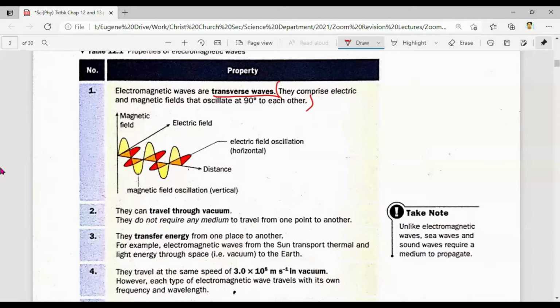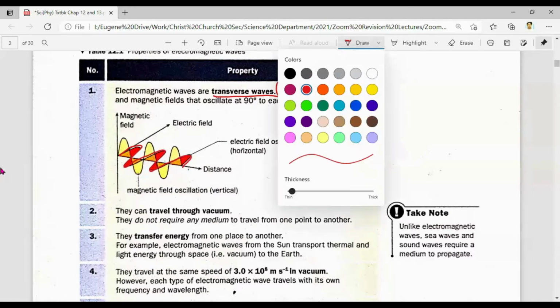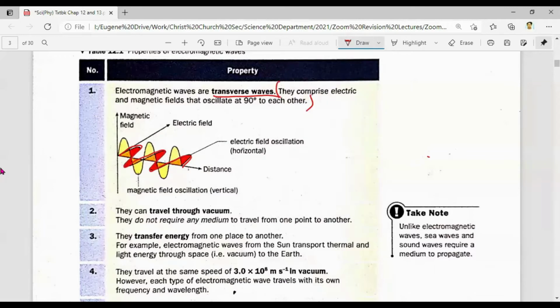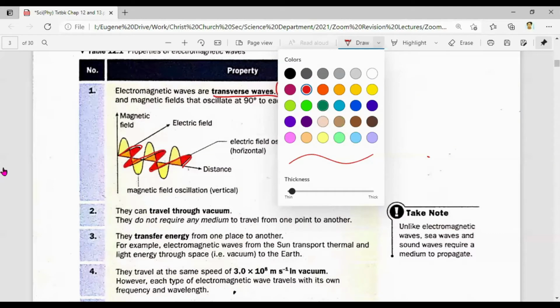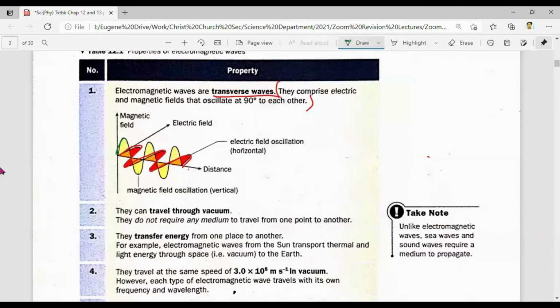You can see here the electric field is this red color region, so I'm going to draw it using a red line. This is along the horizontal axis. The electric field goes left and right, whereas the magnetic field is going up and down. This is what they mean by oscillating 90 degrees to each other. Do take note of this in terms of what electromagnetic waves are.